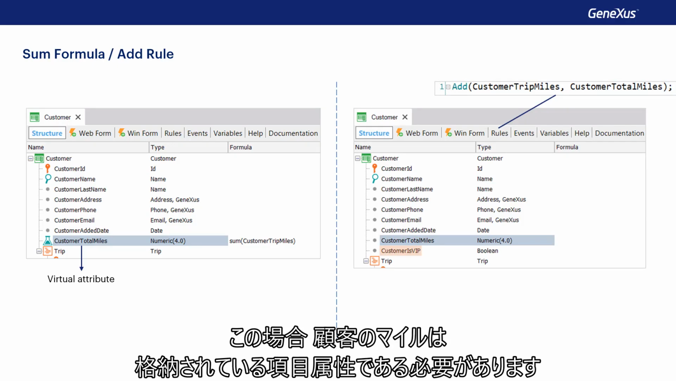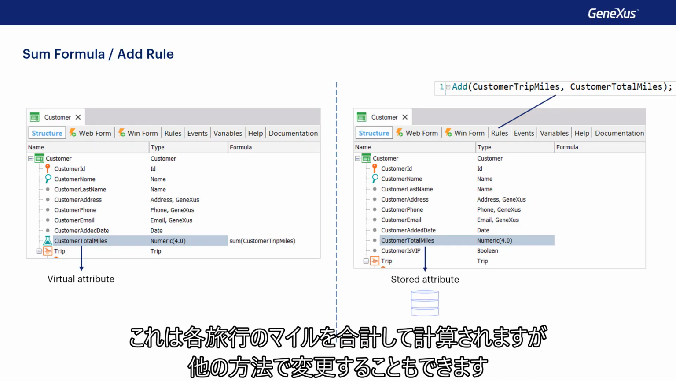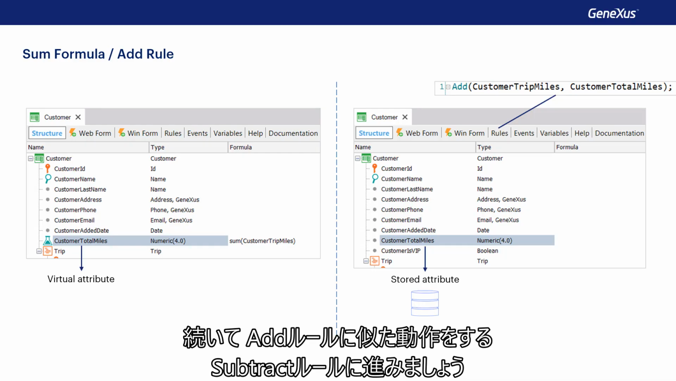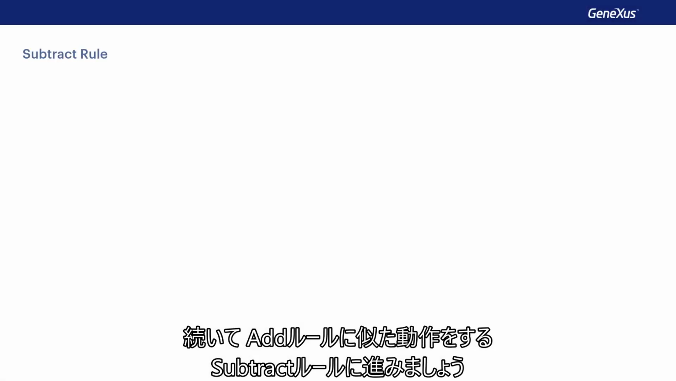In this case, we need the customer's miles to be a stored attribute, which, although it's calculated by adding up the miles of each trip, can also be modified by other means. In the chapter on formulas, we'll study in more detail the difference between the sum formula and the add rule. Now let's move on to the subtract rule, which has a similar behavior to the add rule.